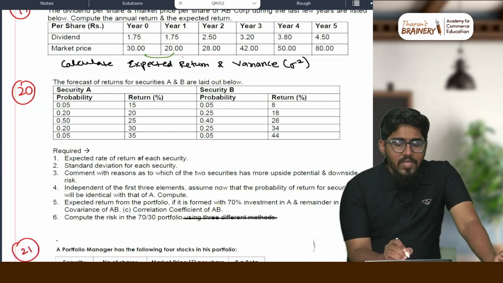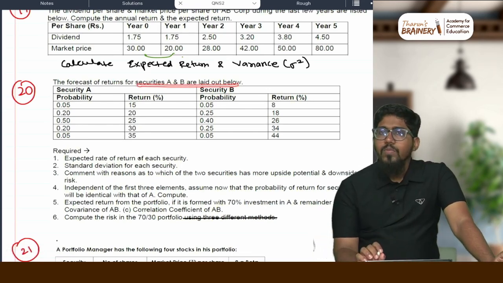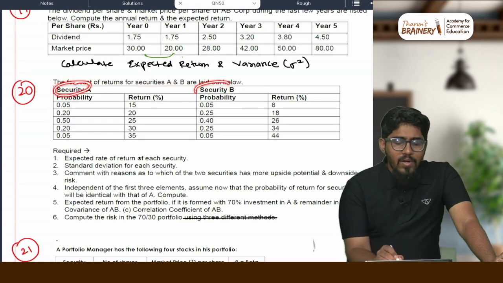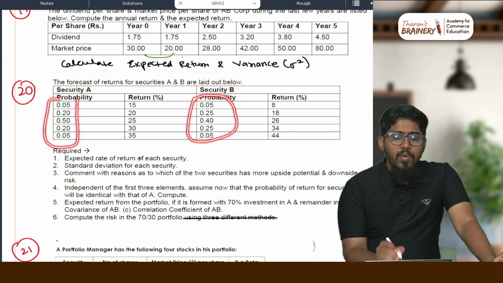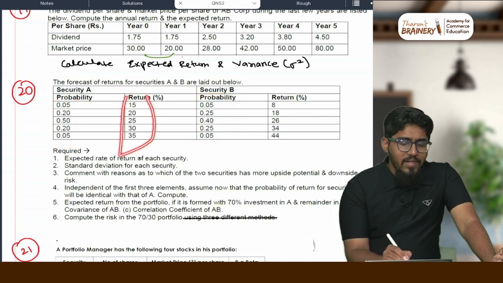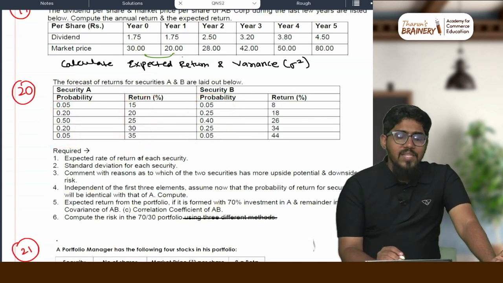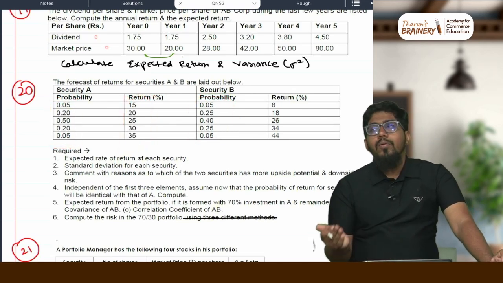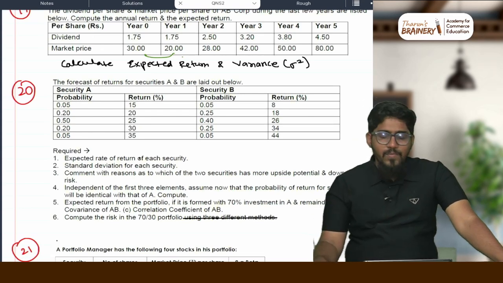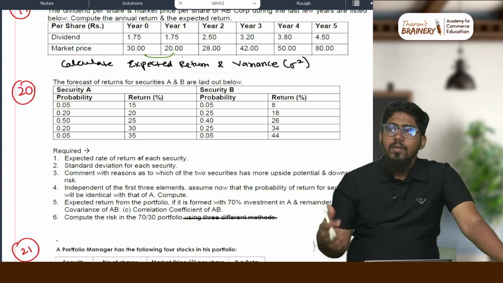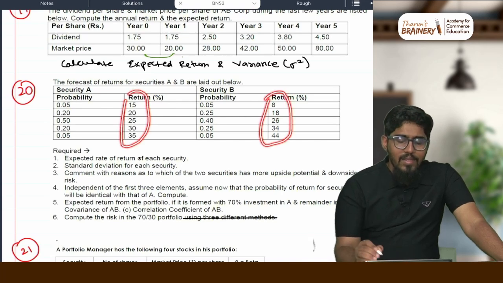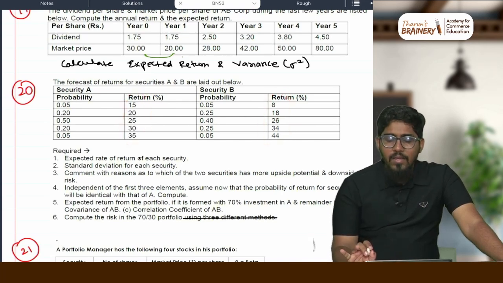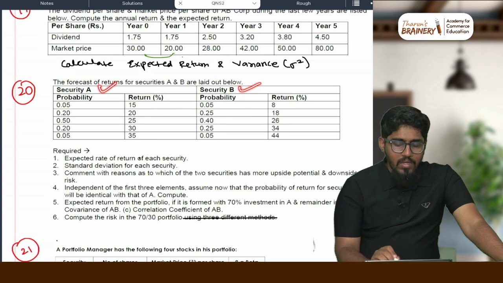Forecast return of securities A and B are laid out below. Security A and security B. This is probabilities, and this is my return. Directly they have given return. Otherwise, they could have given dividend and market price, and then we have to find out the return. From return, we have to find out expected return. But here directly they have given the return. This much clarity for security A and security B.